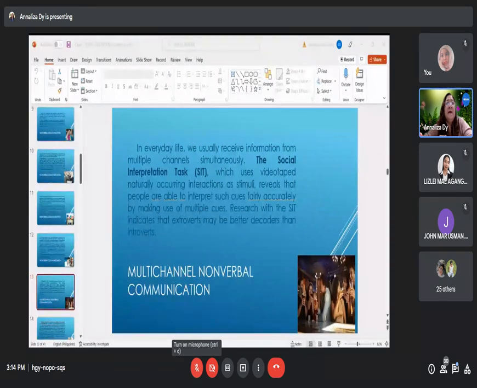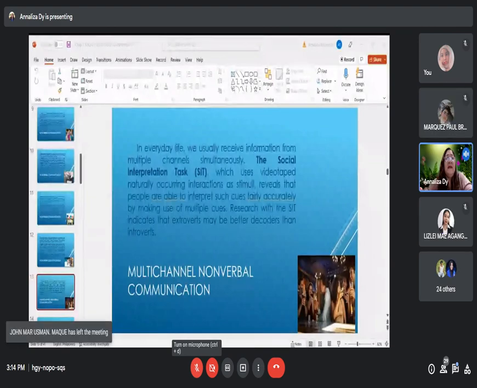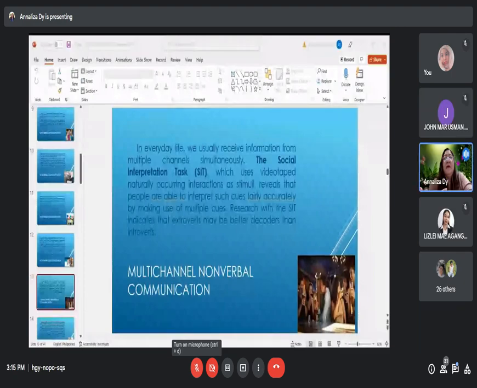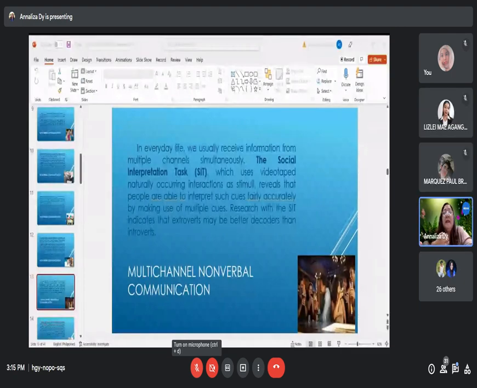So, they videotape naturally occurring interactions as stimuli, and it reveals that people are able to interpret such cues fairly accurately by making use of multiple cues. Research with SIT indicates extroverts may be better decoders than introverts. This means people did not know that they were videoed, they were recorded, and they were actually in a social experiment.